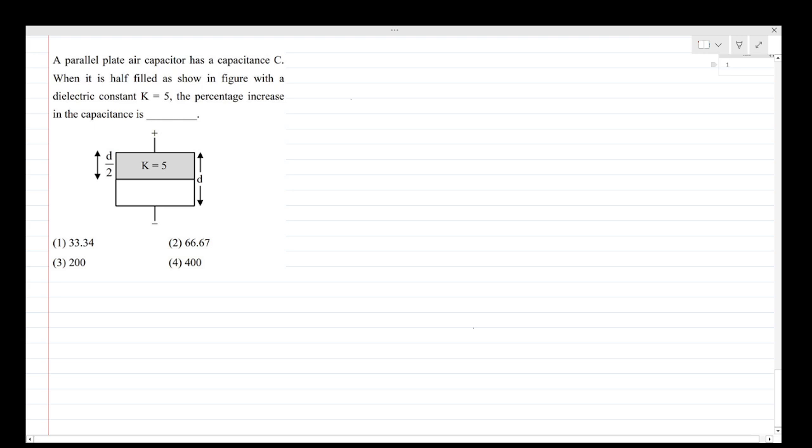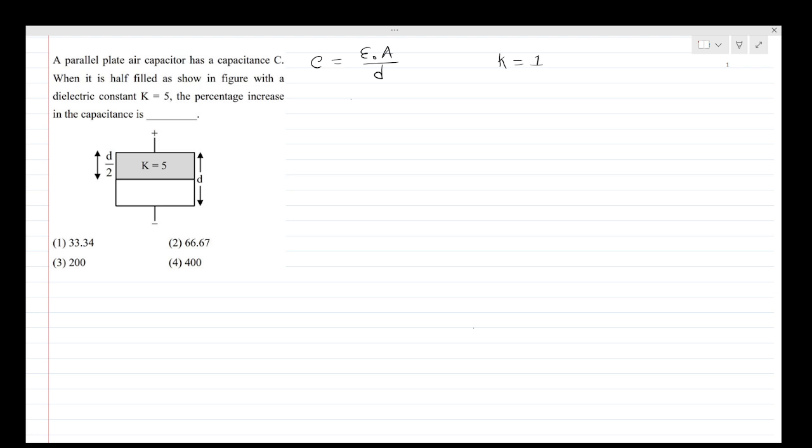In this question, it is given a parallel plate air capacitor has a capacitance C when it is half filled as shown in figure with a dielectric constant K equals to 5, the percentage increase in the capacitance. So as you know, the expression of capacitance for a parallel plate can be written as epsilon naught A by D when the interior part is filled with air. As you know, the dielectric constant of air equals to 1.